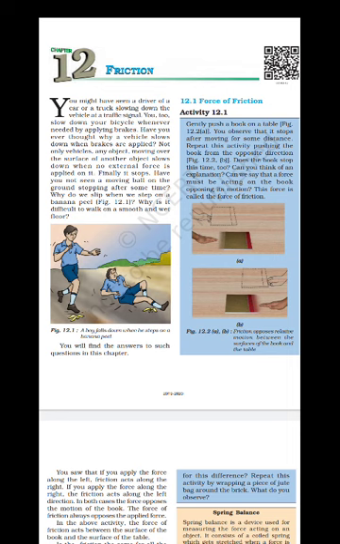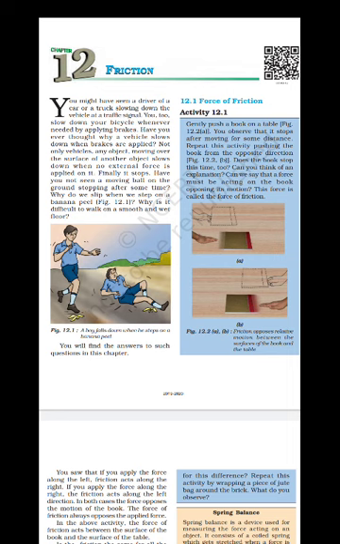Now, to understand the topic more clearly, let us see some examples from our day-to-day life. You might have seen a driver of a car or a truck slowing down the vehicle at a traffic signal. You too slow down your bicycle whenever needed by applying brakes, isn't it? Have you ever thought why a vehicle slows down when brakes are applied? Not only vehicles, any object moving over the surface of another object slows down when no external force is applied on it. Finally, it stops. Have you not seen a moving ball on the ground stopping after some time?